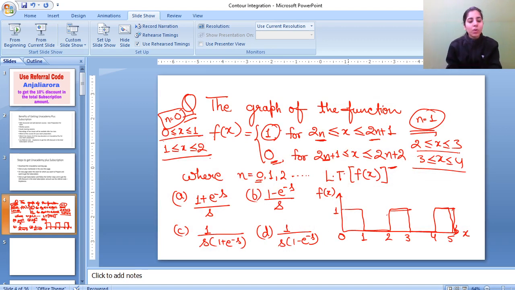Can you please let me know? According to you, what will be the period of this function? Is it 1 or is it 2?